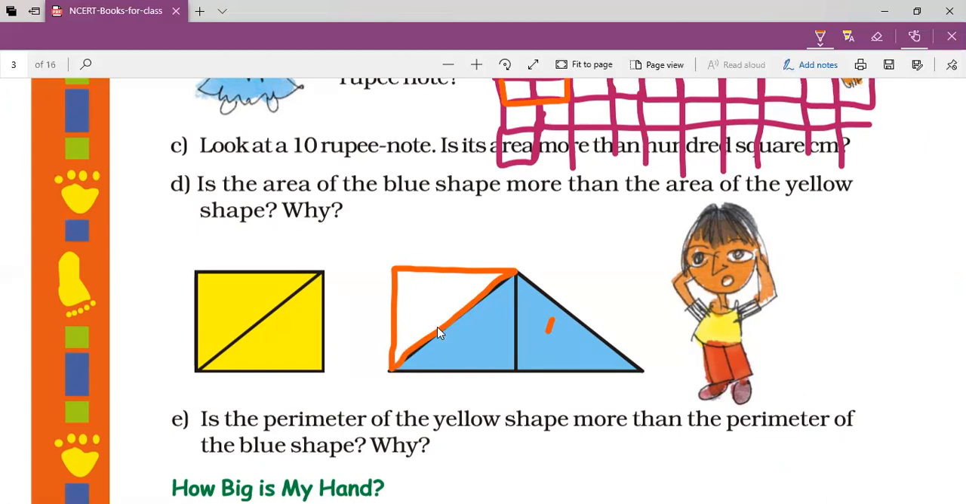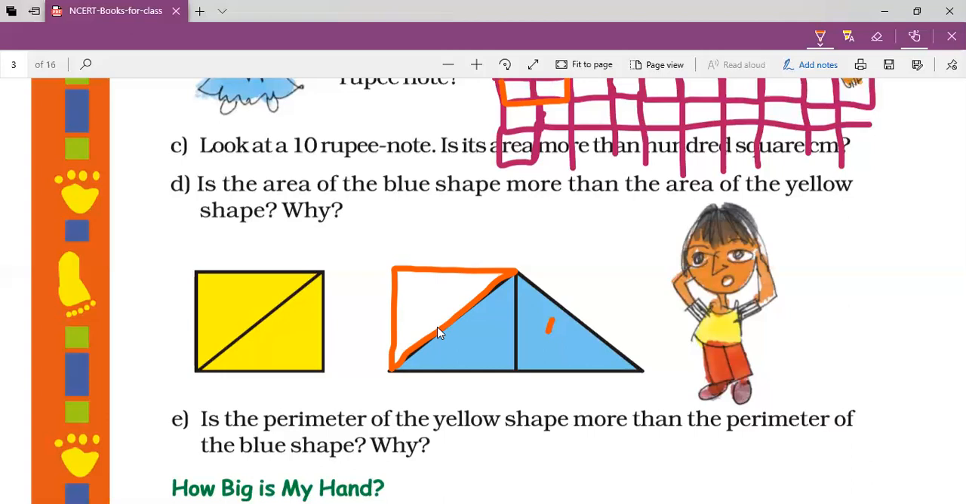By observing, I also felt that it might have more area. But when we see it properly, when we place the triangle on top, forming a square shape, the area is the same. So what will you write as the answer? No, both shapes have a similar area.